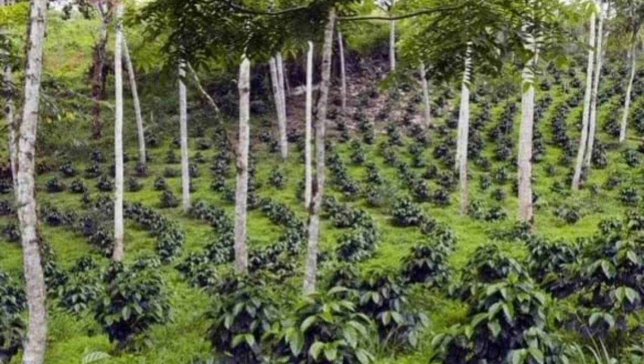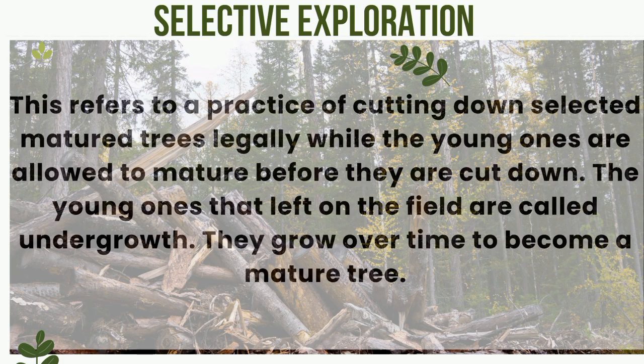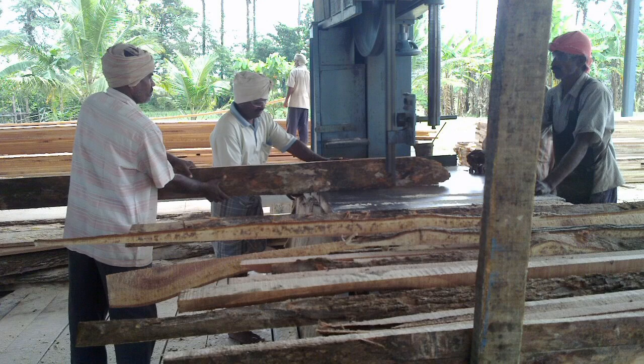While those ones that are not mature, you allow them to continue growing on the field or in the forest. That is called selective exploitation, because you select only the mature ones, while those that are not mature are left to continue growing. Those ones that are left on the field are called undergrowth. Please take note of that word. They are called undergrowth. And this undergrowth will eventually become mature trees, whereby they can also be cut down, taken to the sawmill, and converted to planks and used for any other purposes that you so desire.